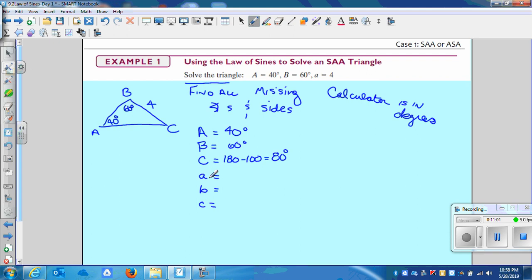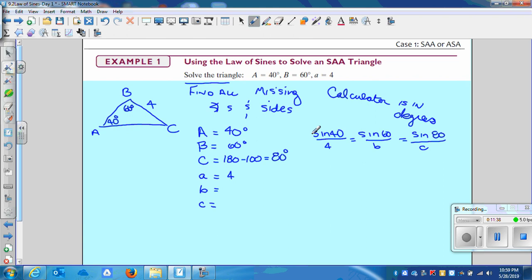And then, of course, I do know side a, sorry about that, that's a 4, but I do not know sides b and c. So what I'm going to do is write down the proportions, all 3 of them that are represented in the picture. So let's go ahead and do that. Starting with A, I have sine of 40 degrees over its corresponding side of 4 is equal to the sine of 60 over the side b that corresponds to it. And then we've got our angle C, which is the sine of 80 over the corresponding side c.